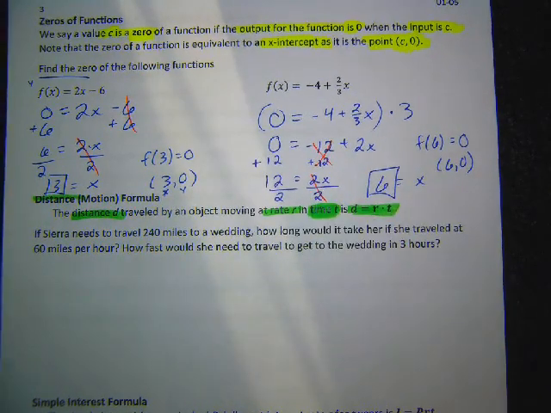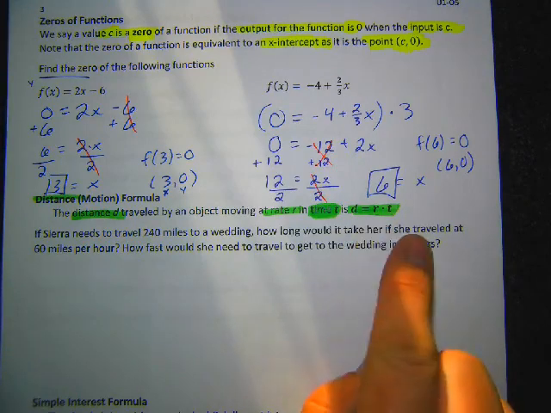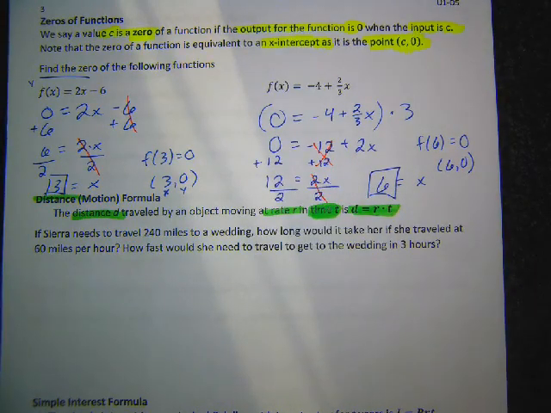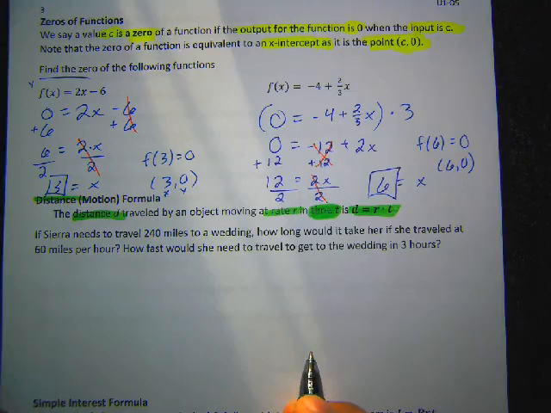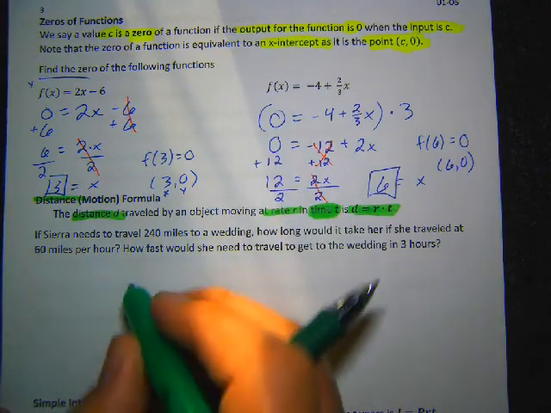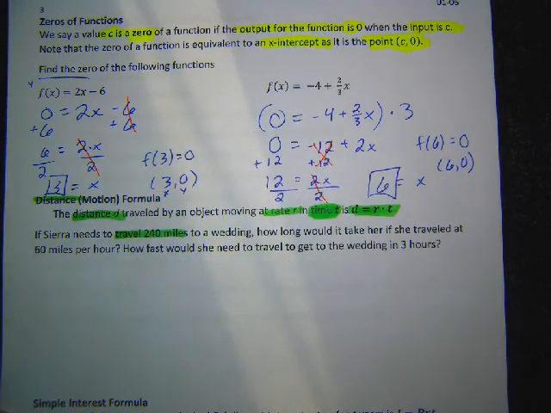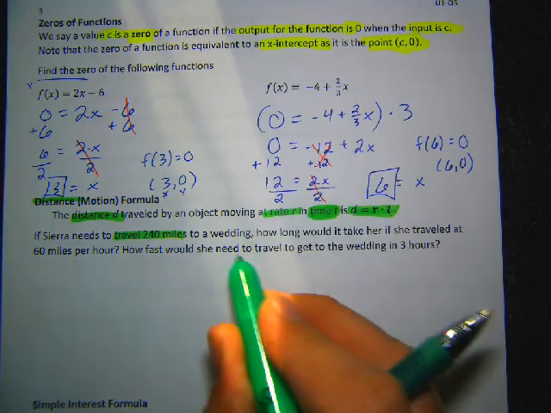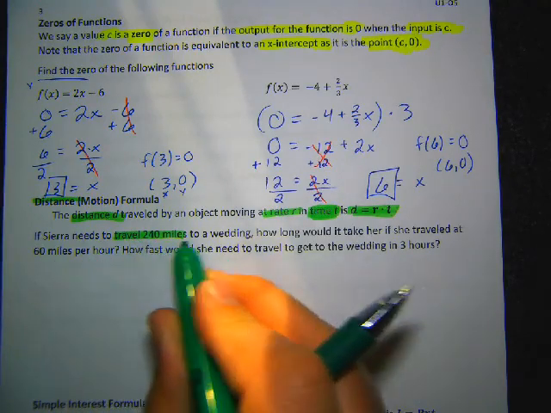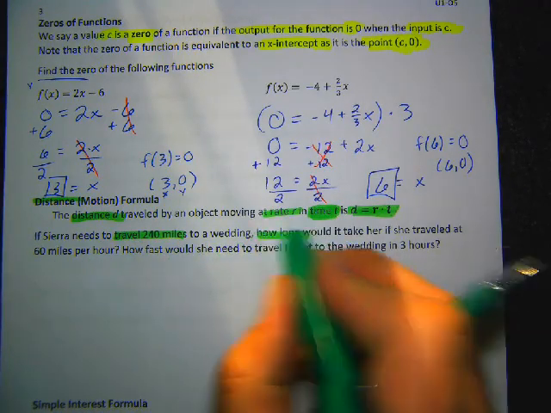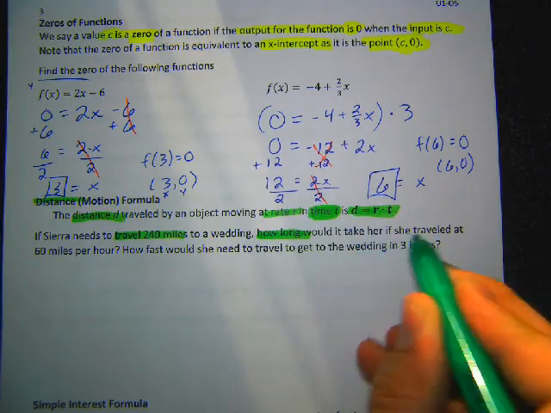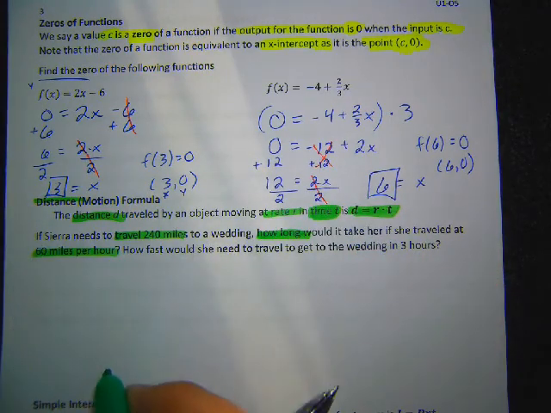This is on your formula sheet again. Distance equals rate times time. So you don't have to memorize it or anything, but you should know how to use it. If I give you a problem like this one, where Sierra needs to travel 240 miles to a wedding, how long, so we're looking for the time, would it take if she traveled at 60 miles per hour?